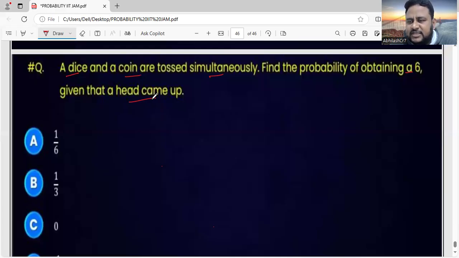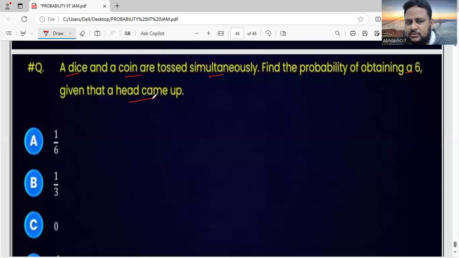Now, in this question, they are asking to find the probability of obtaining a 6 when both dice and coin are thrown simultaneously. That is, at the same instance, you are throwing both, coin in one hand and dice in another. It is told that you got a head when you tossed the coin, but even so, find the probability that you got a 6 on the dice.